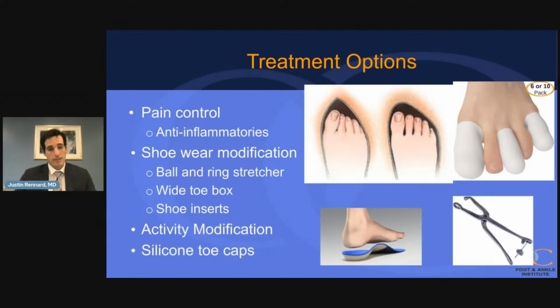So treatment options: there's a lot of easy things you can do for bunions that develop, like changing your shoes, taking an anti-inflammatory, things like Advil, Aleve. We can prescribe anti-inflammatories, stretching out your shoes, wearing shoes with a wide toe box. Sometimes people use silicone toe caps. You'll see all sorts of things on the internet about orthotics that you can wear for bunions, and we'll talk about those a little bit.